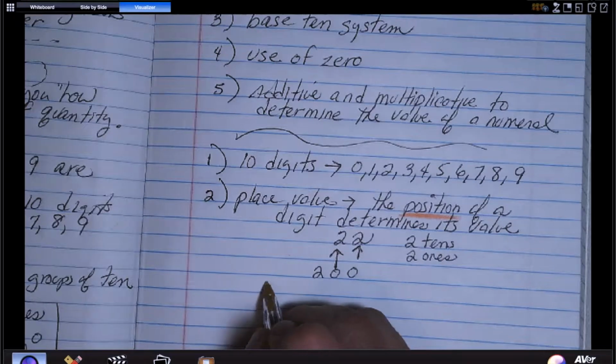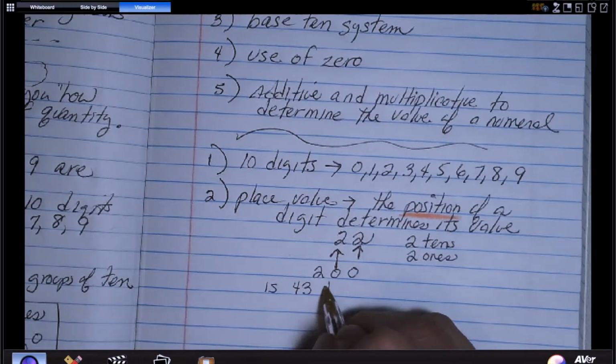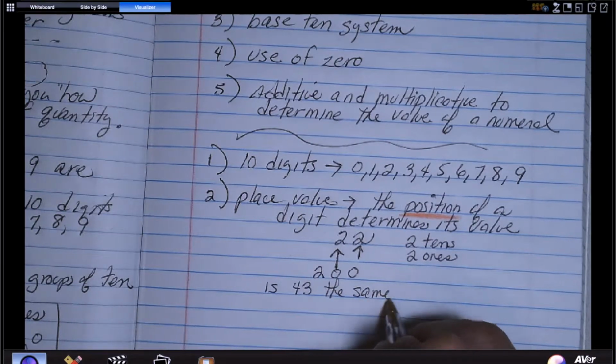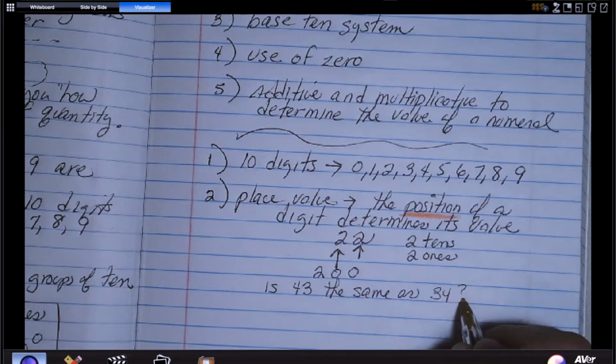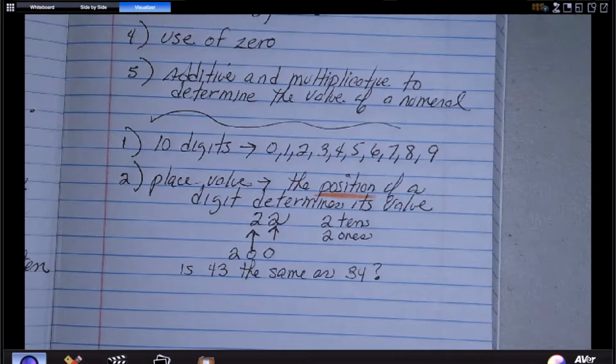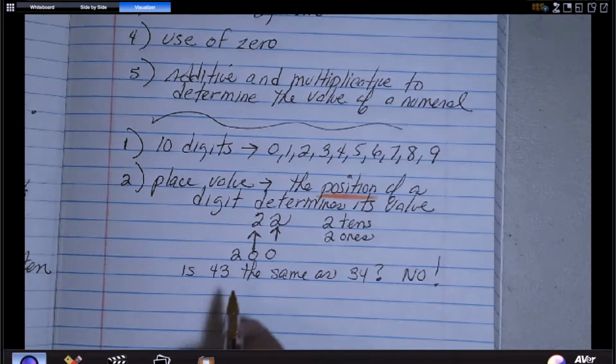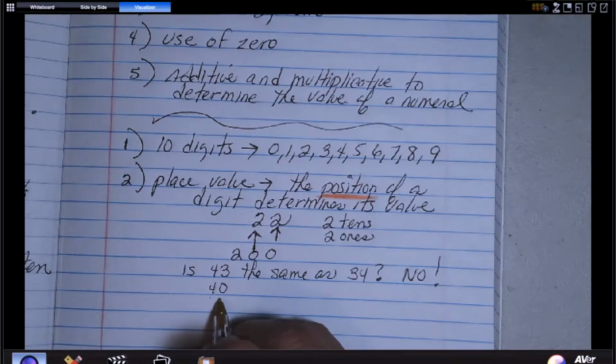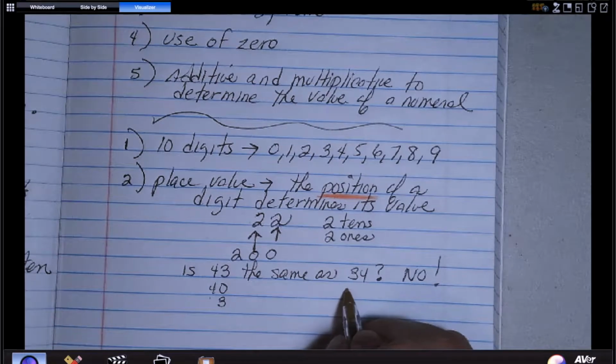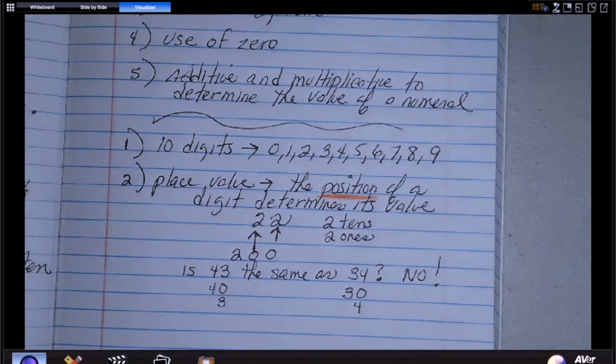Okay. So the question is then, is 43 the same as 34? No. Well, you say, they both have a 4 and they both have a 3, but absolutely not, because this is 4 tens and 3 ones. This one is 3 tens and 4 ones. Very different. So if you switch the digits around, it makes a totally different value and makes a different number. Okay, let's go to the next one.